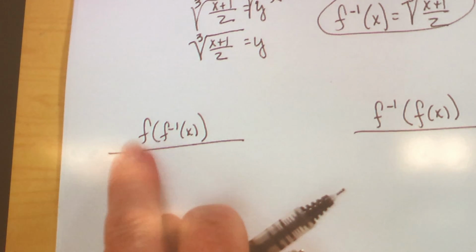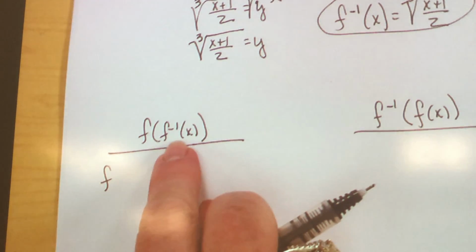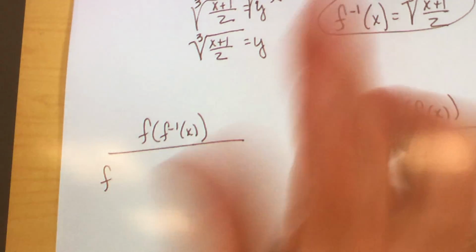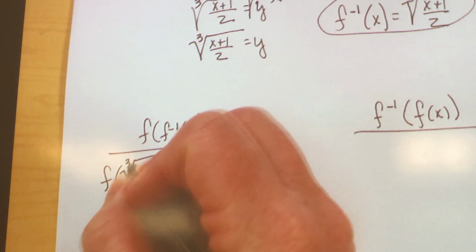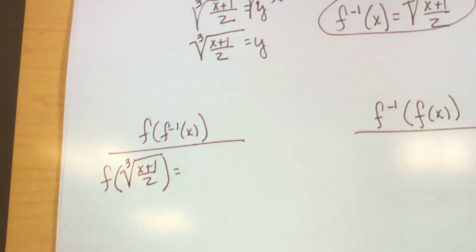Okay, so let's do this guy. So I'm doing the F function. I'm going to replace the inverse function in for F inverse, right there. So F of the cube root of (x plus 1) over 2. Are you with me?